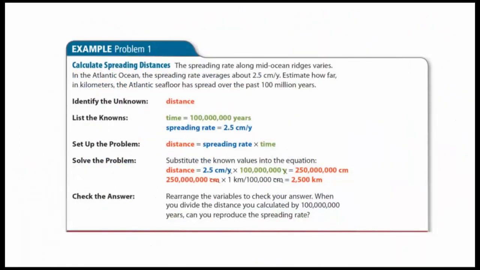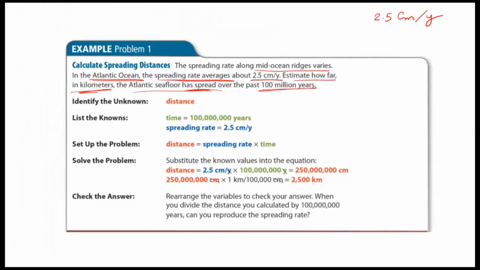Let's first solve this problem. The problem says the spreading rate along the mid-ocean ridge varies from one ocean to the other. For example, in the Atlantic Ocean, the average spreading rate is about 2.5 centimeters every year. So the MOR produces a new layer pushing the seafloor, and on average this has a rate of 2.5 centimeters every year. Estimate how far in kilometers the Atlantic seafloor has spread over the past 100 million years.